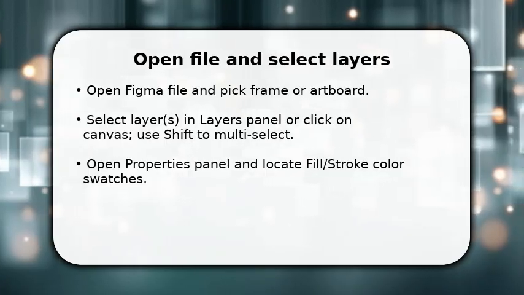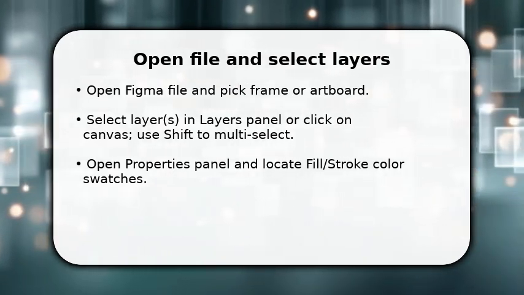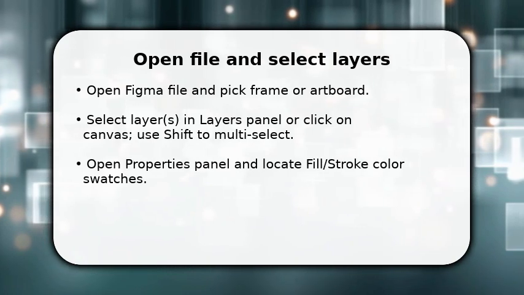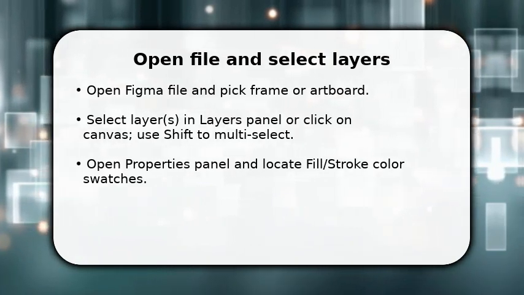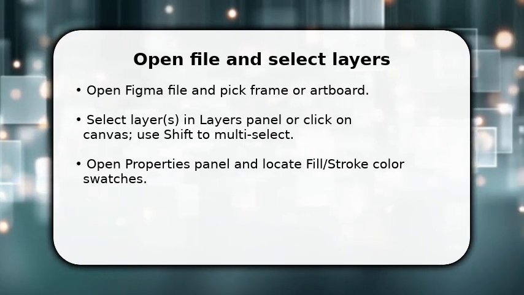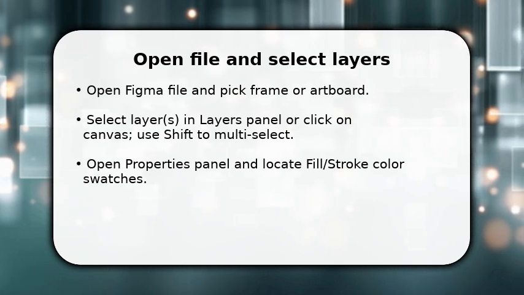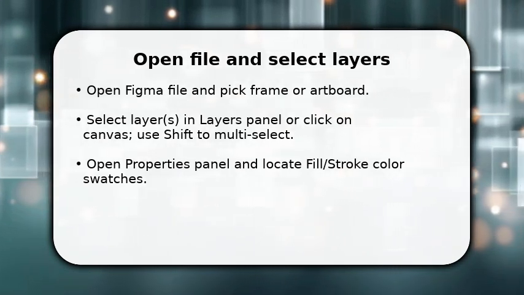You've opened the file and you're ready to change colors. First, click the layer or hold Shift to choose multiple layers. This applies changes consistently. Once selected, look to the right Properties panel where Fill and Stroke live. Click a swatch to reveal the color picker. If nothing appears, ensure the layer type supports fills.